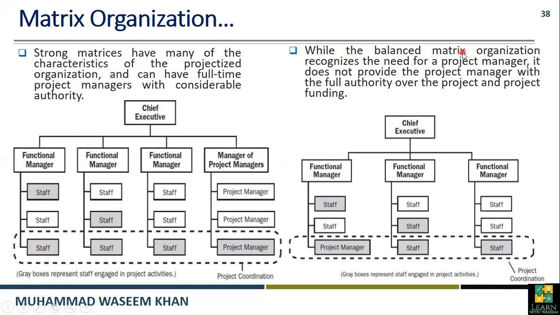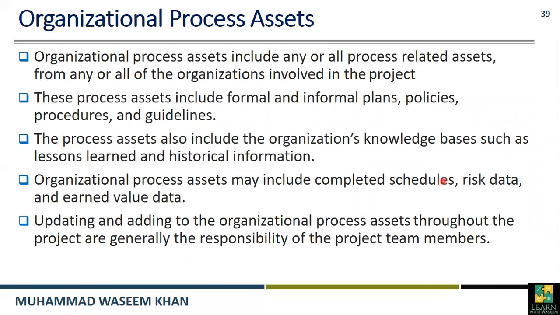And if you look at the balanced matrix organization, it is actually a combination, a balance between the strong and weak matrix organization. So while the balanced matrix organization recognizes the need for a project manager, we can have just a single project manager who is, I would say, controlling the project staff. And this also has more functional managers as well.